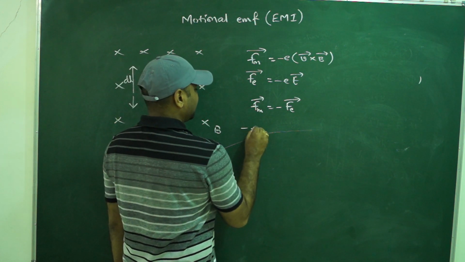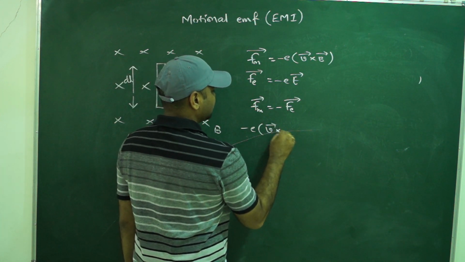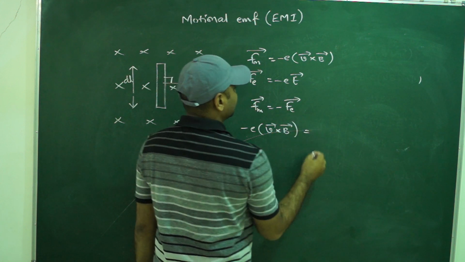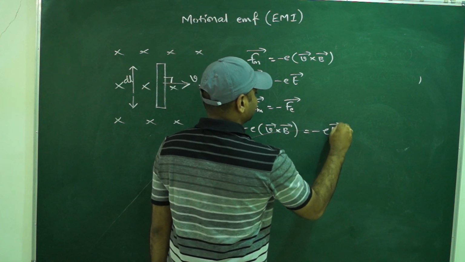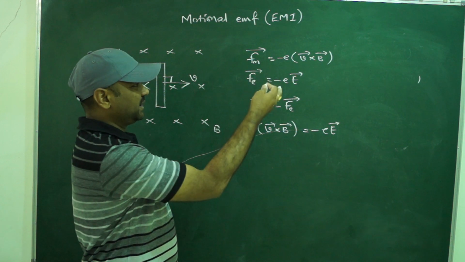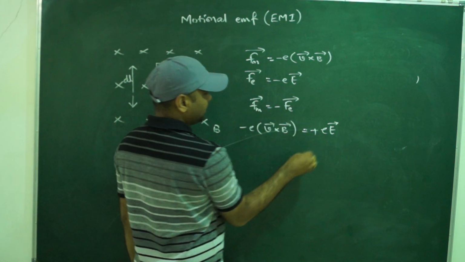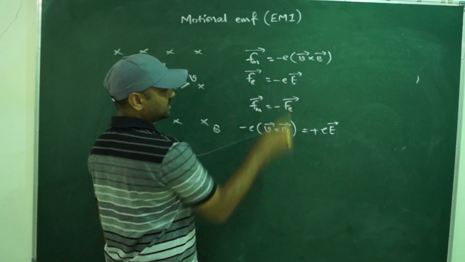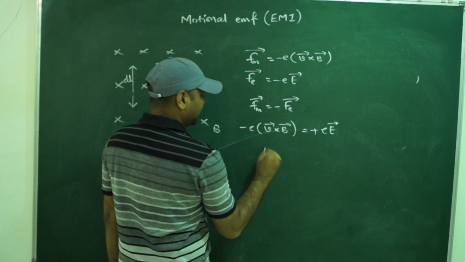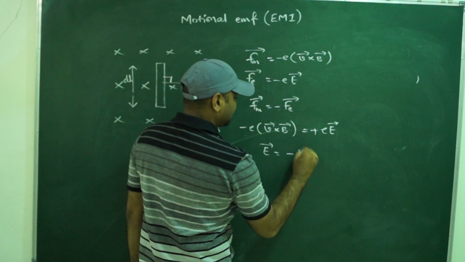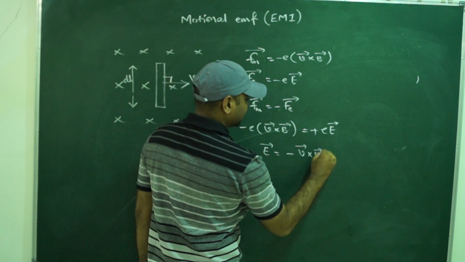So then I can write minus E times V bar cross B bar is equal to minus E into E bar. If you want to keep the minus, fine; or if you understand the logic, it's okay. Minus of minus will become plus; already minus is there on both sides. So then E bar is equal to, I can write, minus of V bar cross B bar.